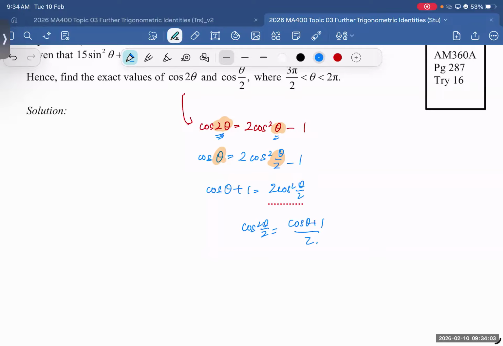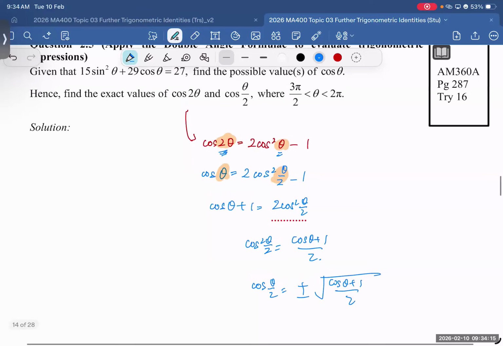Can I? Okay, then what about cos theta over 2? It can be a plus minus the square root of cos theta plus 1 over 2. Okay, now you need to check whether it's a plus or a minus.